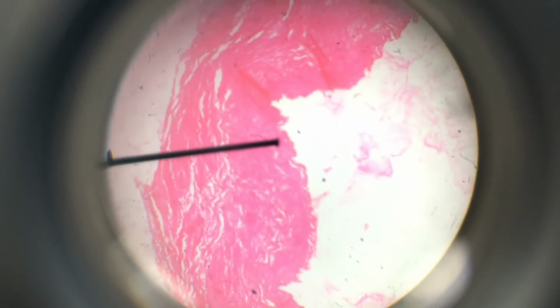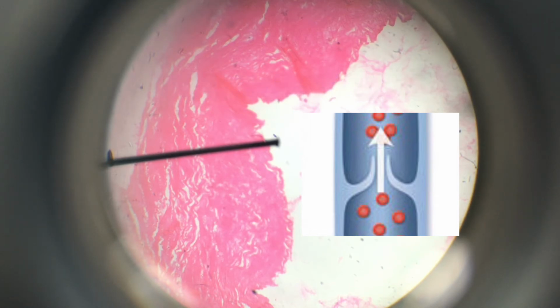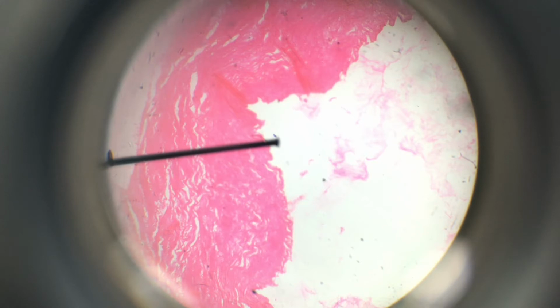Fine. In some veins, this intimal layer can project inside the lumen in the form of a valve, so that there should not be backflow of the venous blood from the direction of the heart toward the organ. So that is the reason for the presence of the valve.